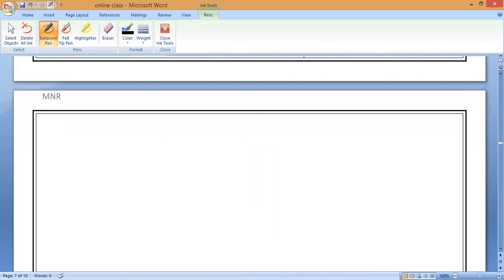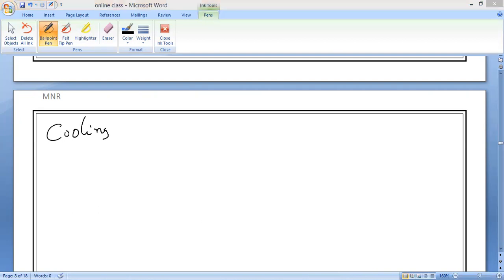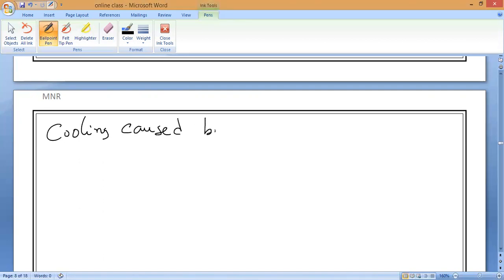And the last concept of this chapter, which we already know, but once again we will study. Evaporation always causes what? Cooling. Cooling caused by evaporation. Please all of you keep reading. Cooling caused by evaporation.